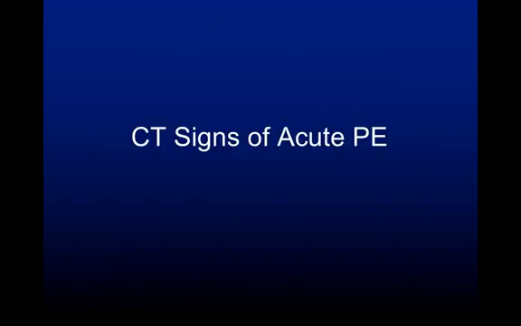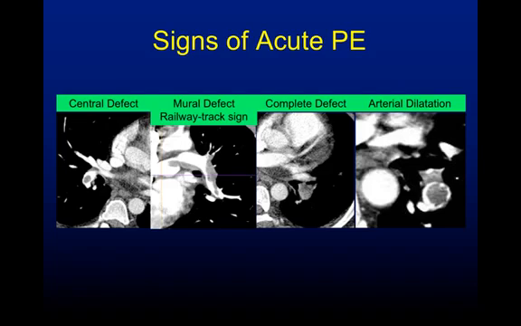What are the CT signs of acute PE that you should be looking for? Well, these are quite well known and include a central filling defect on axial images surrounded by contrast. A mural filling defect is not seen that commonly, but often occurs at branching points. And if you're seeing a vessel longitudinally and you have a central filling defect along the length of the vessel, this is called the railway track sign.